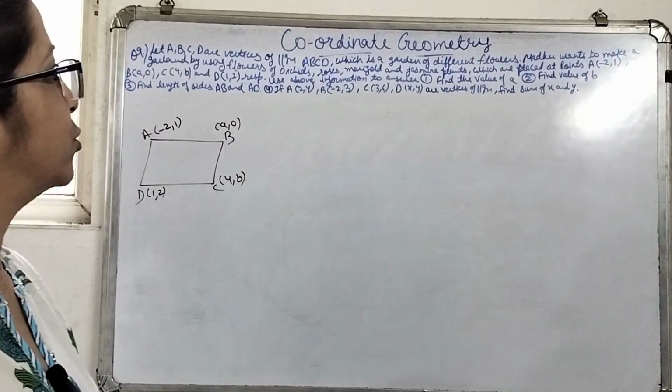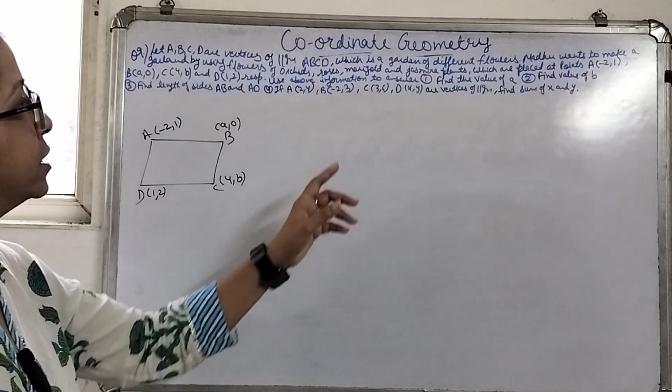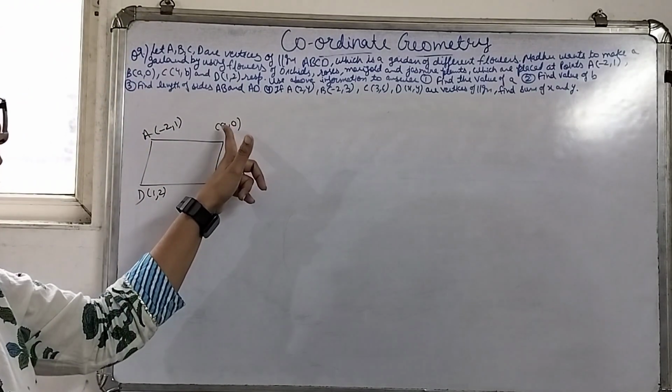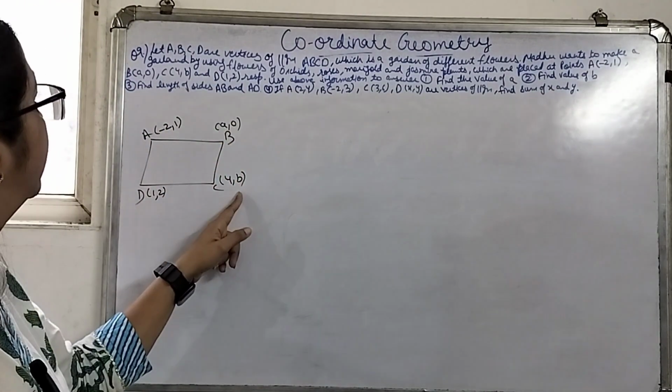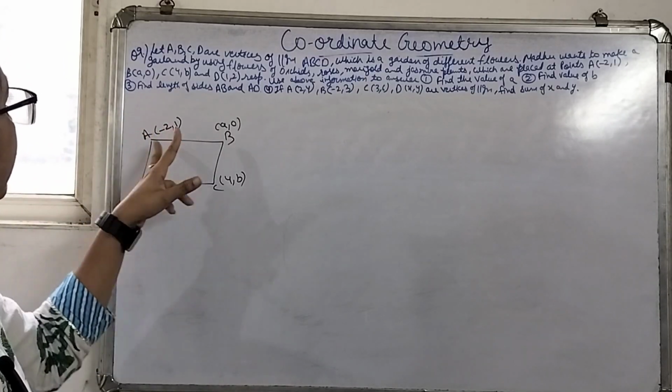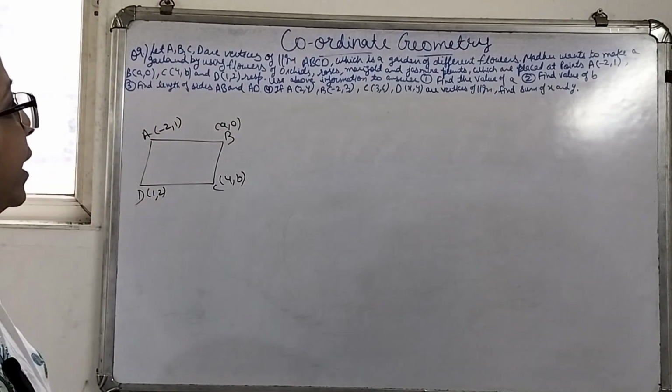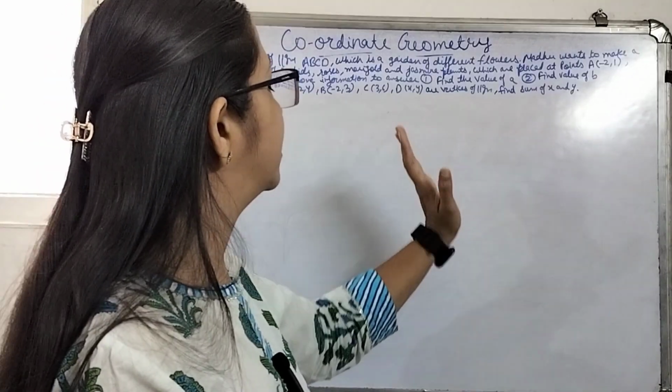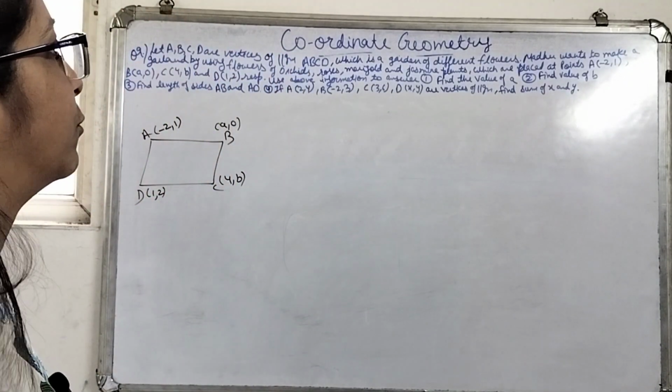Use the above information to answer the following questions. First is find the value of a. We need to find this a. Find the value of b. Find the lengths of AB and AD. And if A, B, C, D are the vertices of a parallelogram, find the sum of x and y.